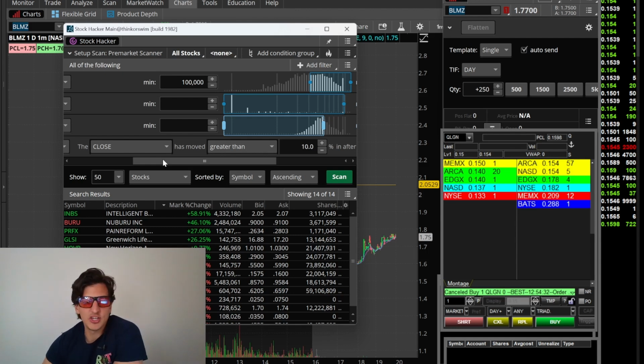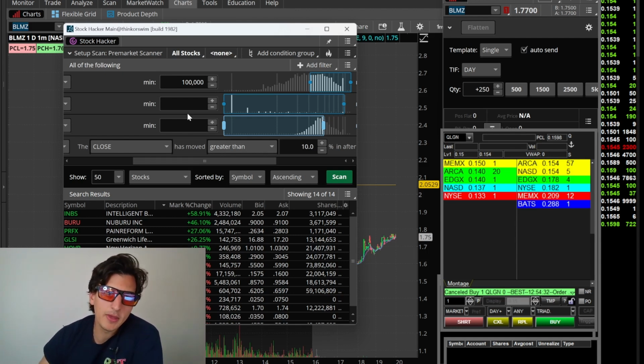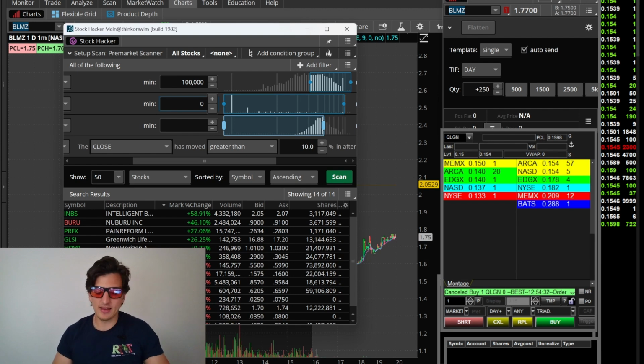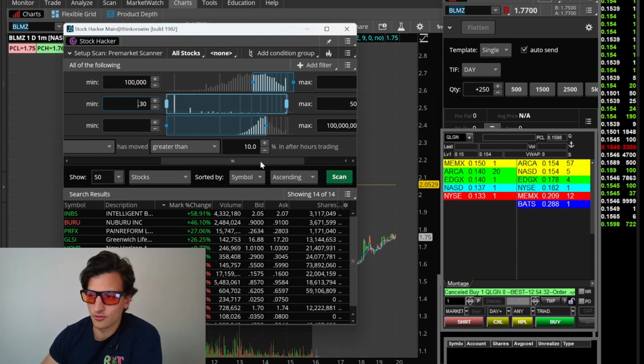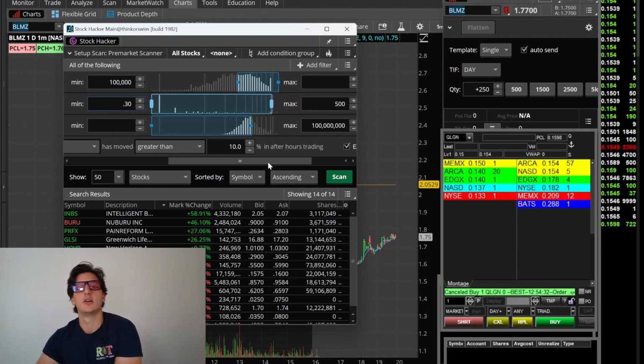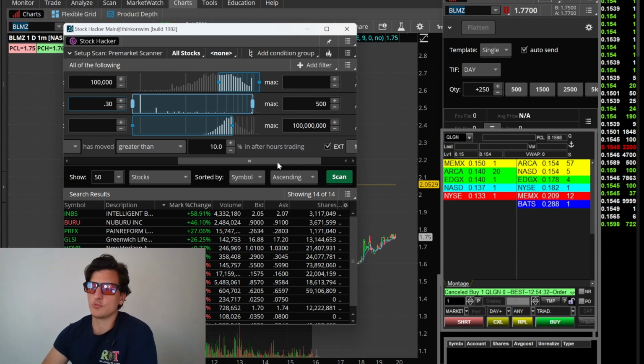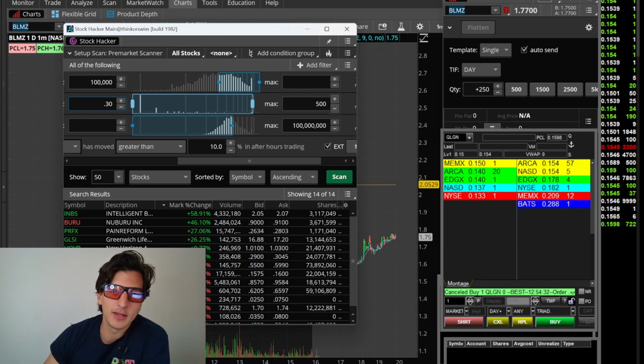I have been this year dipping into more penny stocks, so maybe my minimum is really like 40 cents, so I can kind of edit that. So 30 cents, I don't trade anything else like under 30 cents because of the fees, the regulatory fees. They just add up too much because I have to trade such a big size to make money on it.